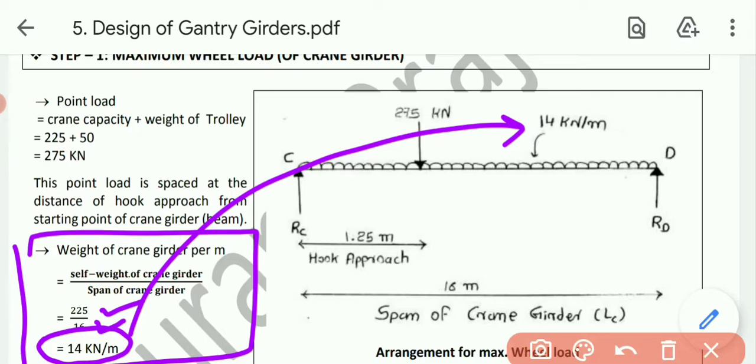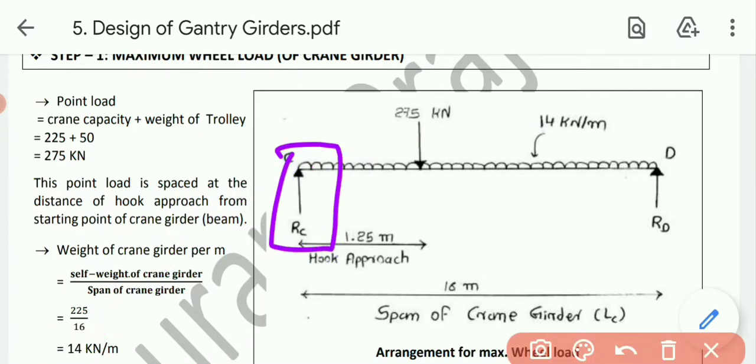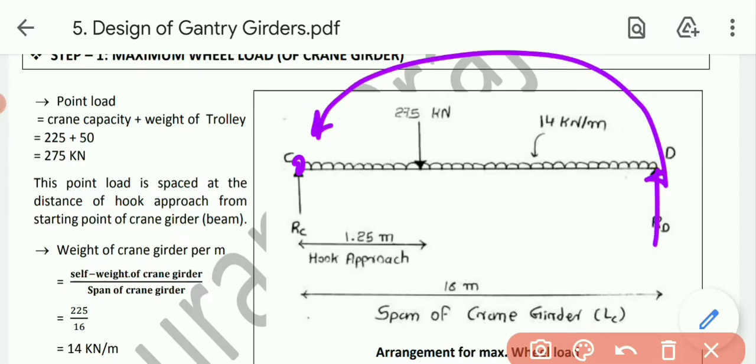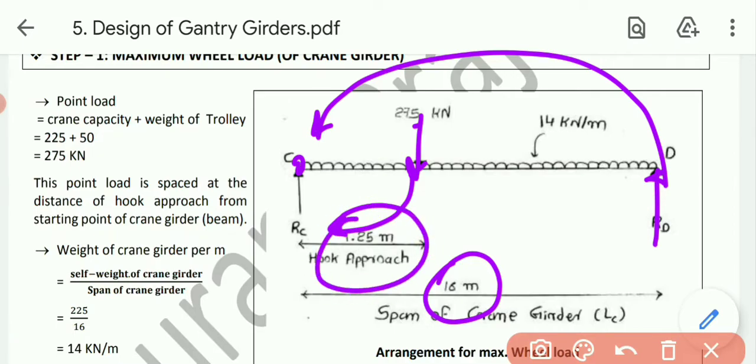Okay, now moving forward, let's put down this value over here. Now we need to calculate the vertical load. Ultimately we need to calculate these reactions. In order to calculate reactions, let's take moment at C. RD's moment will be anti-clockwise, RD into distance 16, and this will go as clockwise: 275 into this distance, that is 1.25, and this UDL is acting over the entire span, so it will also be clockwise, 14 into 16 into 16 by 2.